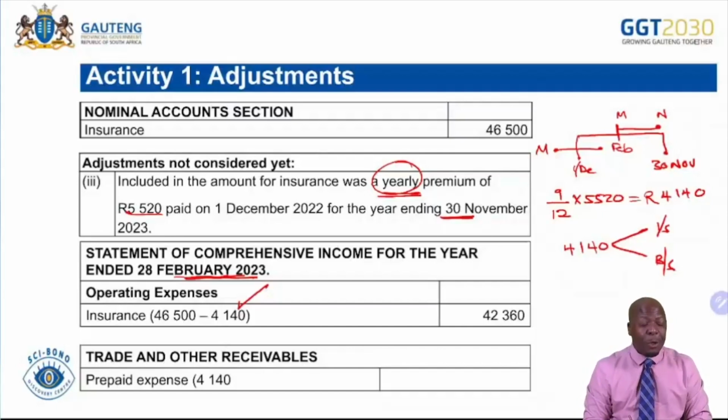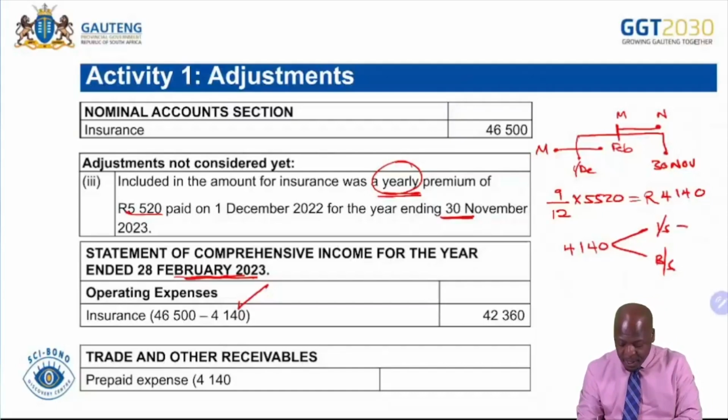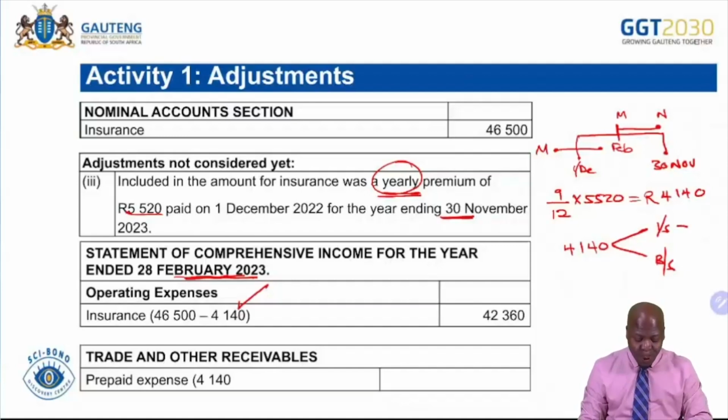Please take note of the signs, very important. You minus it in the income statement. In the balance sheet, I have paid an expense in advance, so it comes to my trade and other receivables. We're talking note number 5. So I'll come in and say prepaid expense 4,140. That is how I do it.